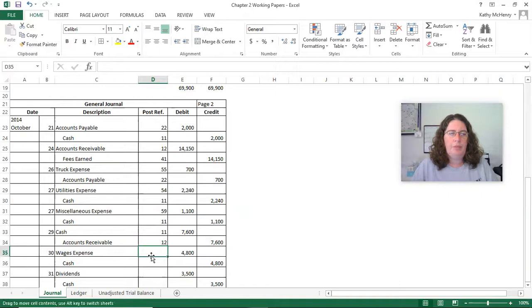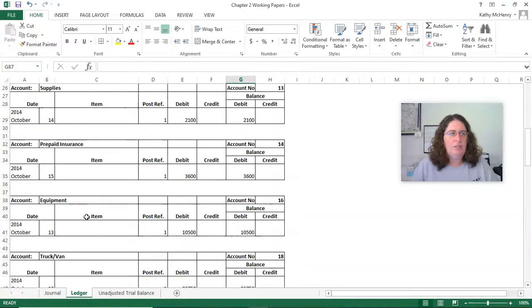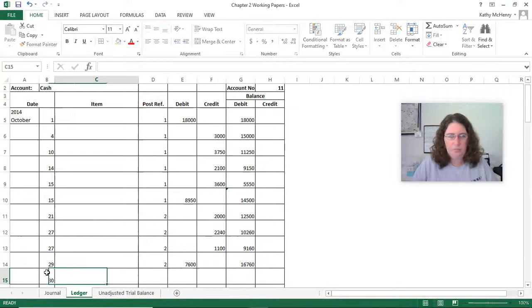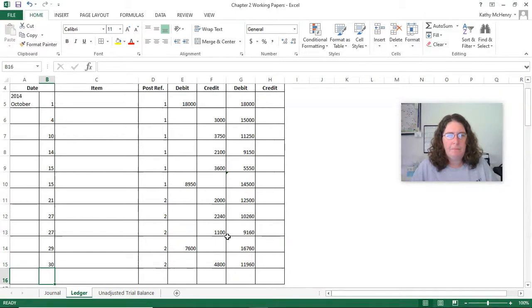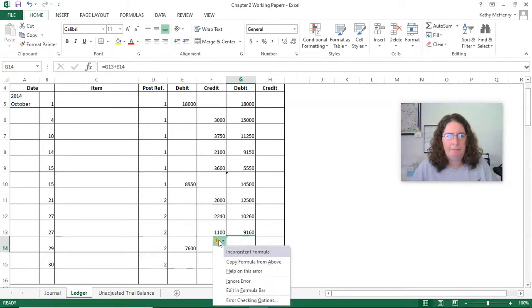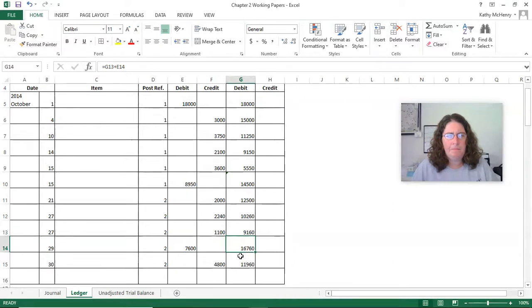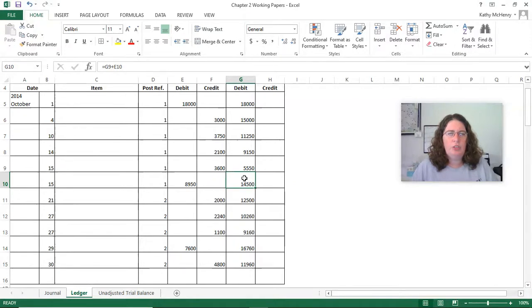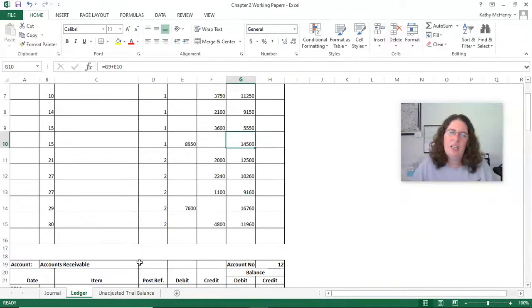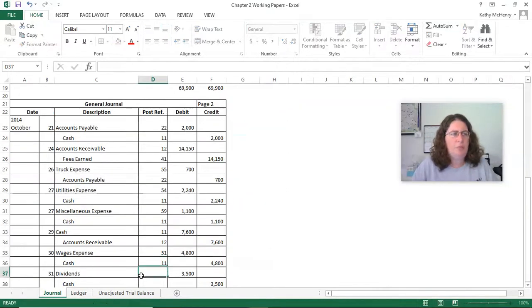Again, I apologize for doing that backwards. Sometimes my brain isn't as strong as it used to be. We have a credit to cash for $4,800 on the 30th. We're going to subtract those two because one's a debit and one's a credit. These little inconsistent errors are coming up because we were subtracting. All of a sudden we added. And sometimes Excel's like, hey, are you sure that's what you wanted to do? Because that's not what you've been doing.